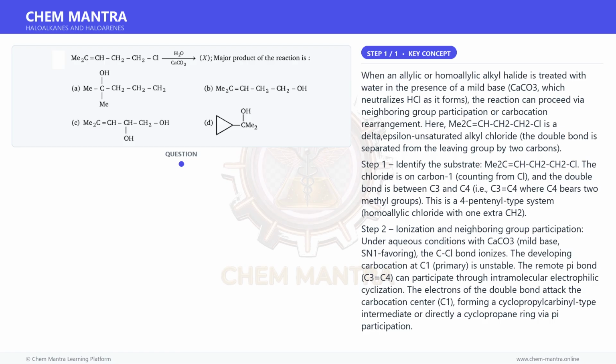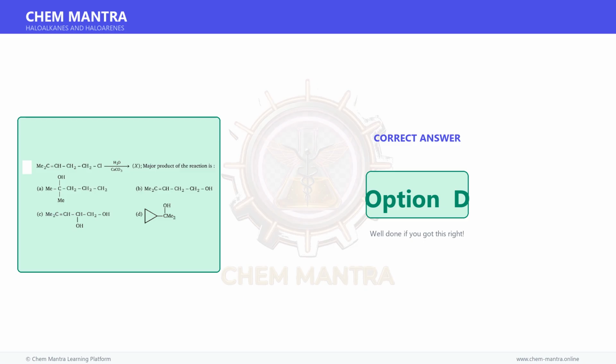Step 5. The major product is the cyclopropane ring bearing a Me2C-OH group, option D, formed via intramolecular pi participation of the alkene onto the primary carbocation, followed by trapping of the resulting tertiary carbocation by water. Therefore, the correct answer is option D.